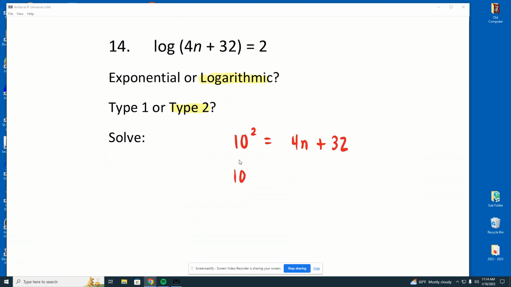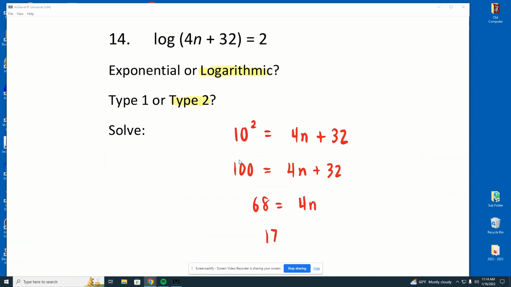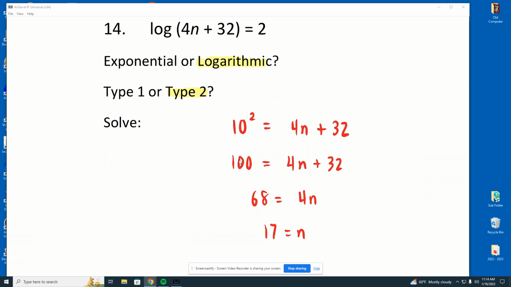10 squared is 100. To solve this, I'm going to subtract 32. That's 68. And then I'm going to divide by 4. That's 17. N equals 17. Questions about that one?